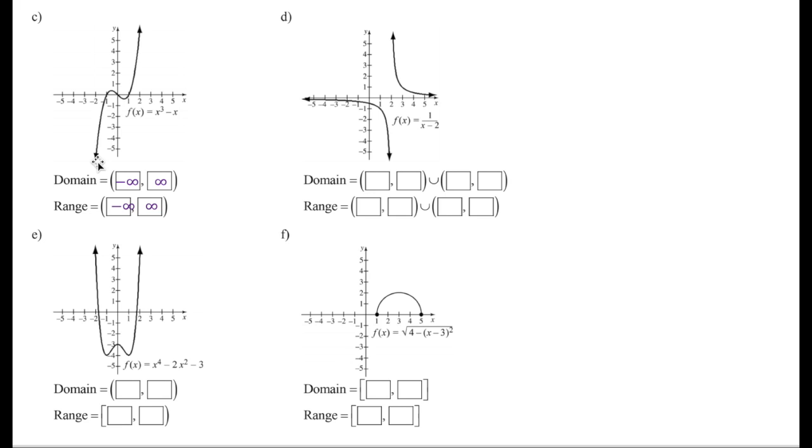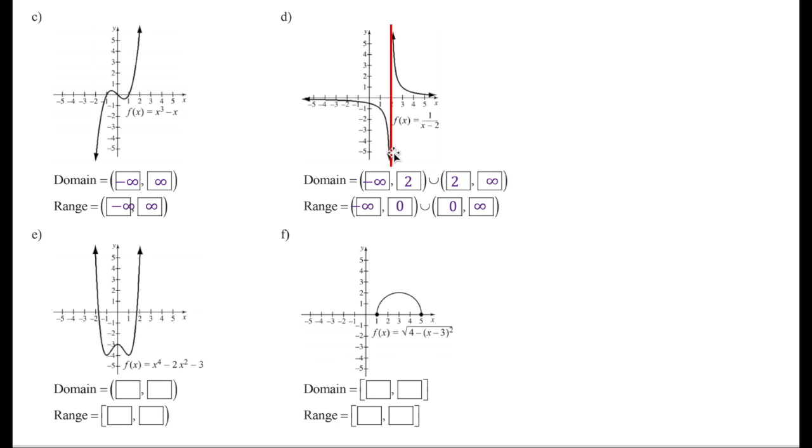When looking at letter D, I see that we have a jump, and notice our jump is at positive 2 here. So when I'm looking at my domain, I'm going to come from negative infinity, and I'm going to come to 2. I'm going to union and skip 2 and continue to positive infinity. Notice that I'm using parentheses here because 2 is not included.